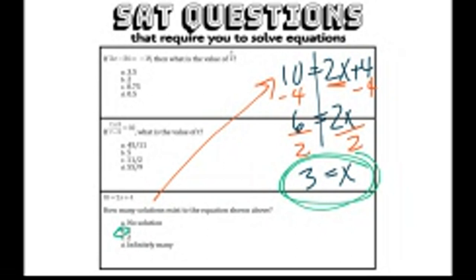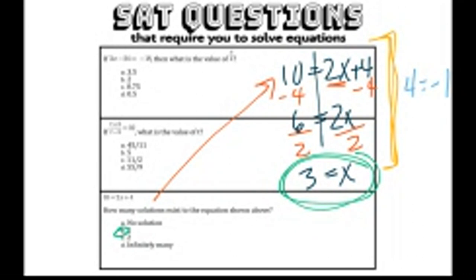So I want you to think about, let's say I'm solving my problem over here, what would indicate to me that I have no solution? What would it look like to get no solution? To get no solution, we would have to have something that's not true. So let's say I'm solving and I end up with something like 4 equals negative 1. Well, that's not true, so that would indicate to me that I have no solution.